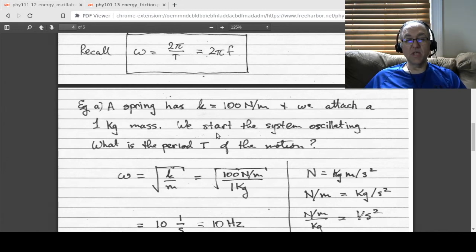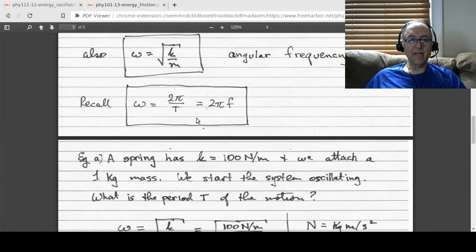Okay, the first question I ask is, what's the period of the motion? And you go, well, wait a sec, how do I get that? You didn't give me enough information. There's no frequency in there. I know, but don't forget, it's actually these two equations right here. Don't forget that now we know that the angular frequency is related to how stiff the spring is, K, and the mass attached, M. Okay, and so once you get omega, then you can get the period using this other formula.